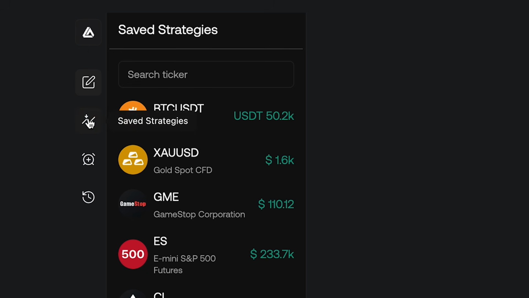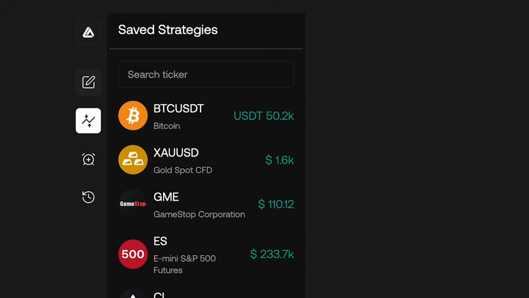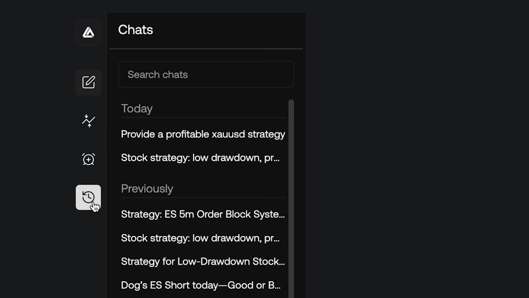Next is the Saved Strategies panel. As you begin exploring the millions of strategies available, you'll be able to save the ones you like and easily revisit them here and see all their metrics and also how they have performed since saving them, since this panel is also updated as new trades are taken on those strategies. Moving on, we have the Alerts panel. This is where you'll manage all the alerts tied to your saved strategies. We'll spend a lot more time here in upcoming videos because it's also where you control your automated trading system settings. And finally, there's the Chats panel. This keeps a record of your conversations with the AI about different strategies, making it easy to refer back to insights or continue refining ideas.